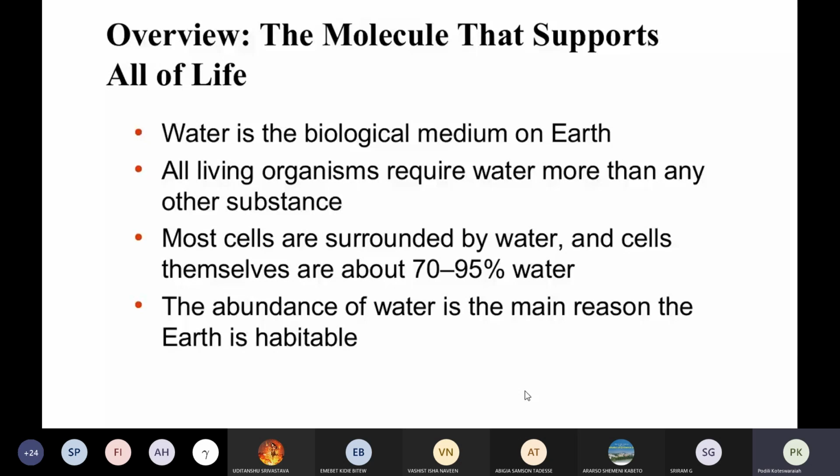Now, as we know, water is the predominant chemical component of all living organisms, and most of the cells are surrounded by water. The cell itself has 70 to 95% water, and the abundance of water is the main reason why the earth is habitable.